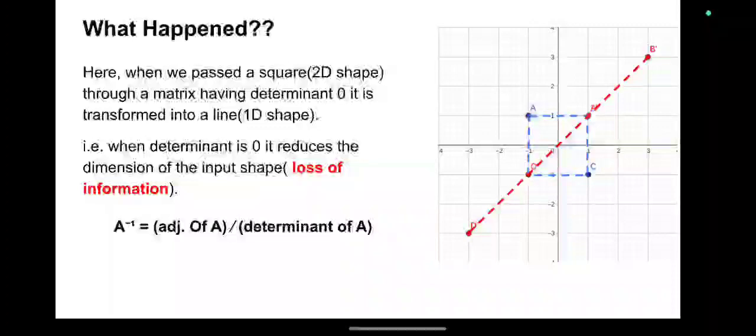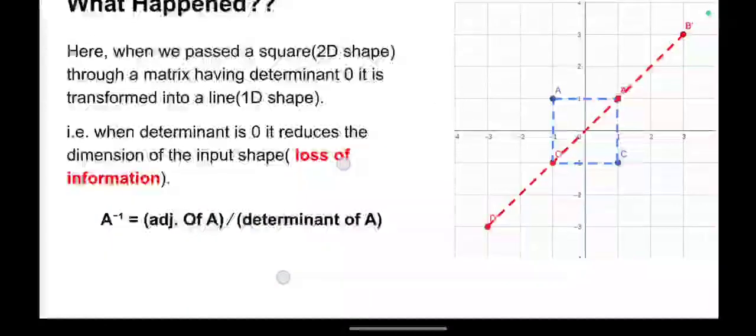If we use a 3 by 3 matrix to represent a three-dimensional shape, then we will be talking about volumes instead of area. If we pass a cube through a 3 by 3 matrix having a determinant 0, then it would diminish the shape into a square. So a three-dimensional shape is reduced to a two-dimensional shape, and a two-dimensional shape is reduced to a one-dimensional shape. Here, a determinant of 0 reduces the dimension of the input shape, which can be thought of as loss of information.